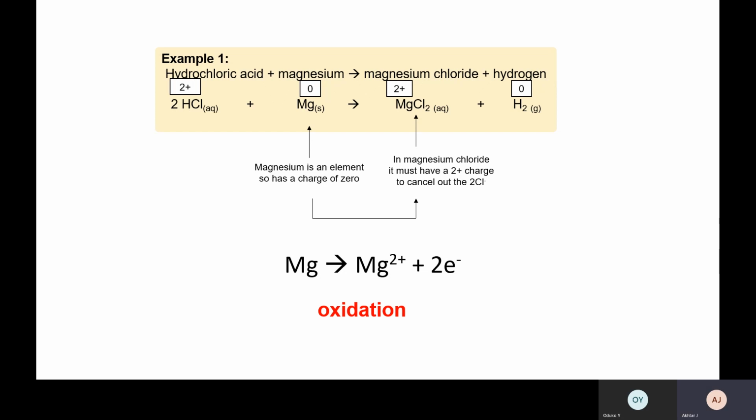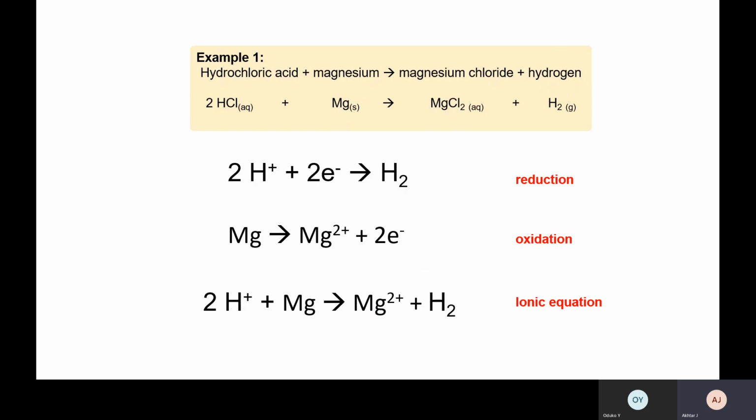Remember, if we combine the 2 half equations, we get the ionic equation. We don't need to include the chloride ion because that's our spectator ion. Nothing changes with the chloride. It always has a -1 charge.